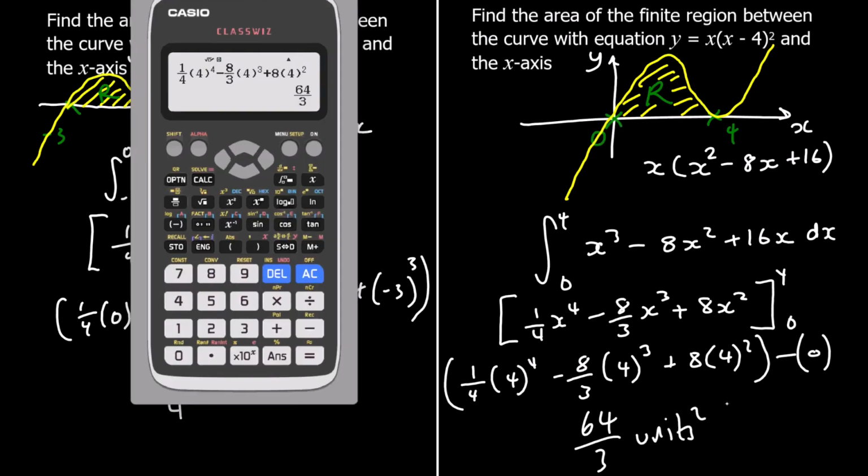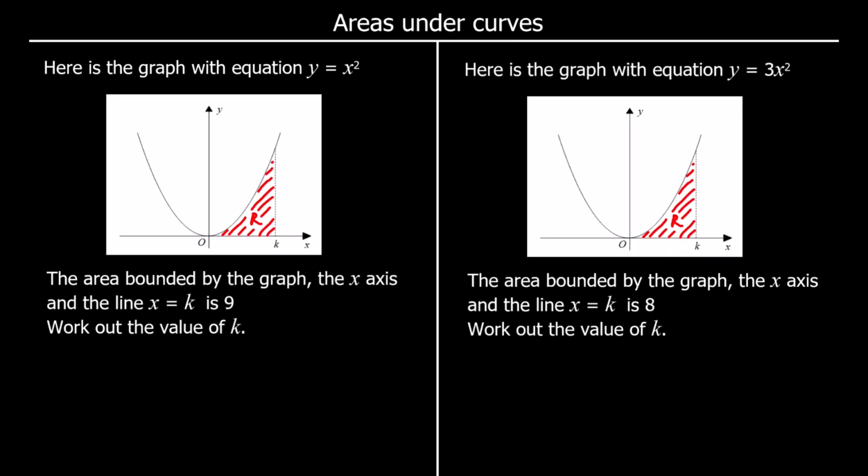And I'll check the answer. So I've got x times x minus 4 squared between 0 and 4, 64/3. This time we've got a letter, which means we wouldn't be able to use the calculator. This is why we need to know the process.